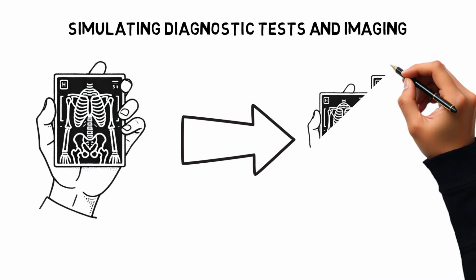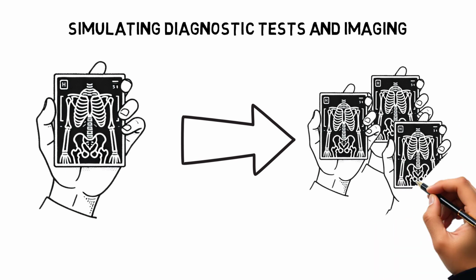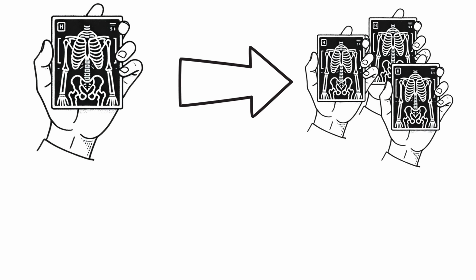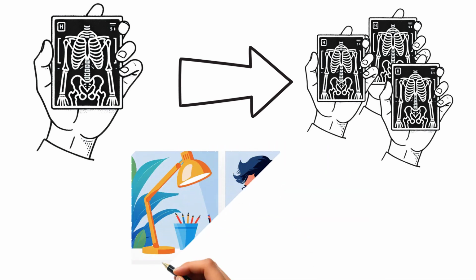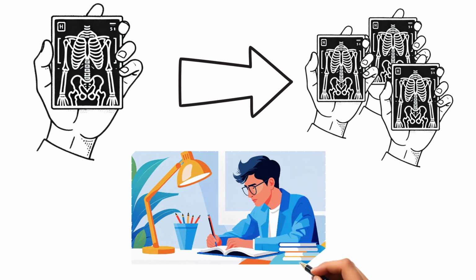This could be anything from an X-ray showing signs of a bone fracture to an MRI scan of a brain tumor or a CT scan with subtle pulmonary embolism findings. Using AI-generated scans allows students to practice their diagnostic skills repeatedly, without limitations on access to real imaging data. These virtual scenarios also help students gain confidence in interpreting complex images and applying their findings to patient care.